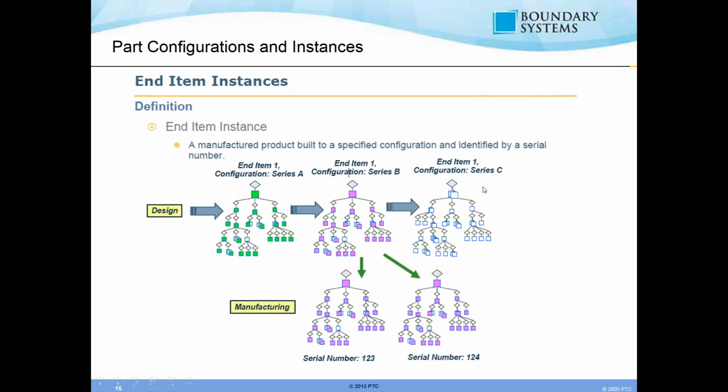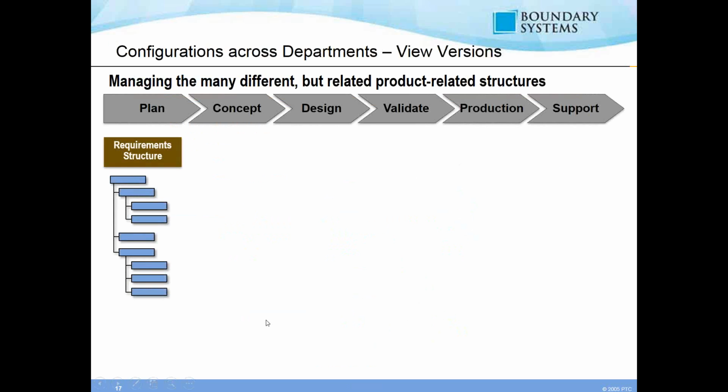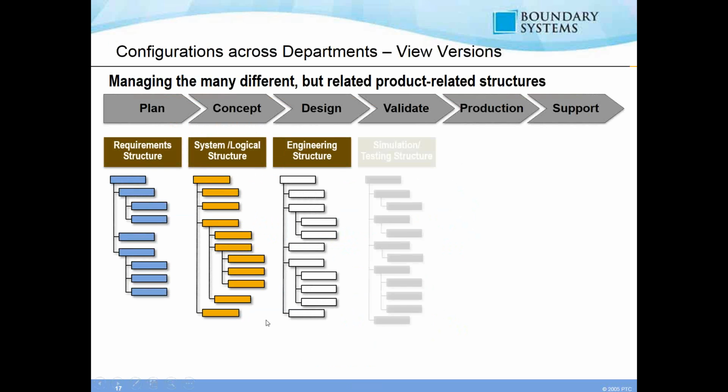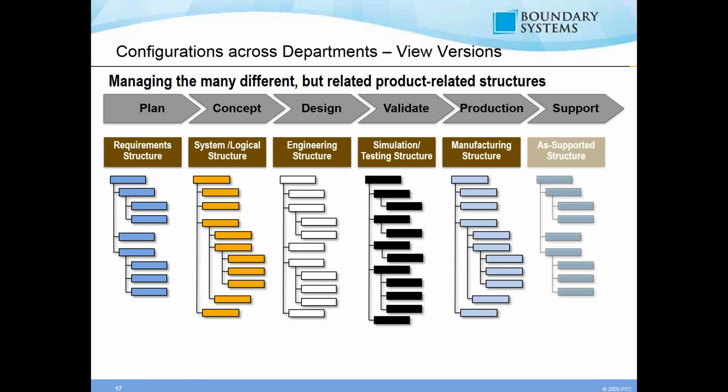The next way, so that was looking at how things change over time. The next way we may want to look at product structure configuration or BOM configurations changing is looking at different ways that same structure needs to be viewed by different departments or for different purposes. So, here's an example where, as we're planning it, we may come up with a product structure based on our requirements.